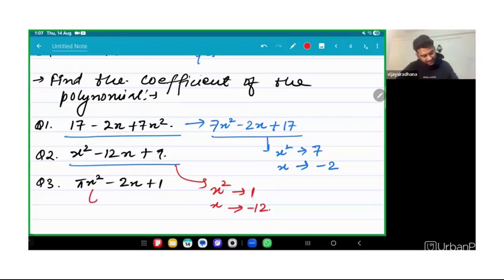And what about the third one? In the third one, the coefficient of x square is pi, and the coefficient of x is minus 2. So this is what it is.